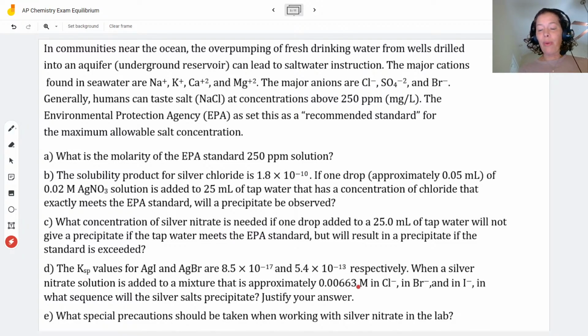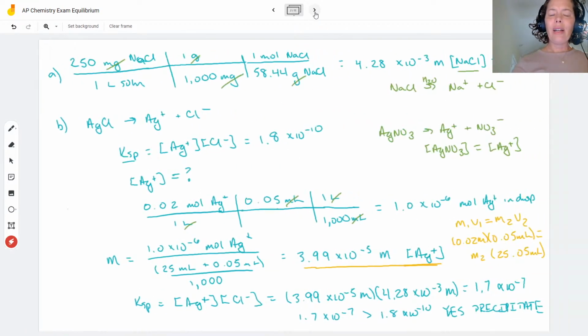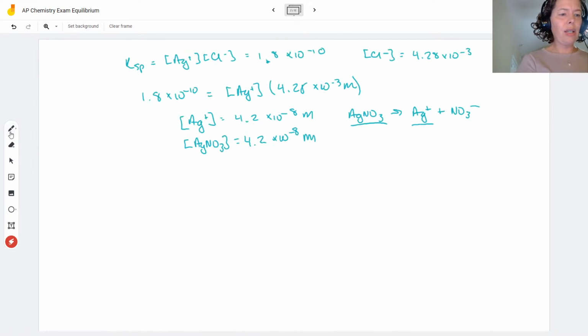All right, so here is where we're comparing our different KSP values. They give us more KSP values. They give it for silver iodide and silver bromide. Of course, we still have silver chloride right here because we are comparing the chloride, the bromide, and the iodide in solution. So which one is going to precipitate first? And then, of course, justify your answer so we can show a little math here to show how this works. Okay, so this is part D.